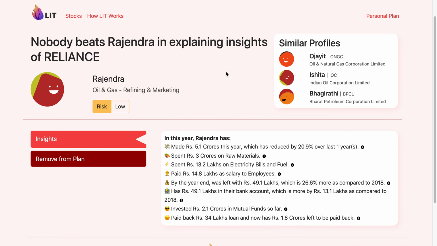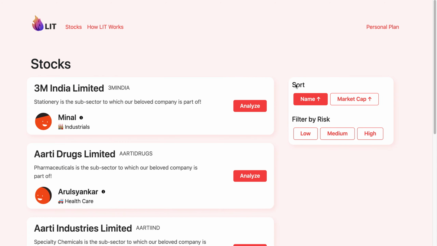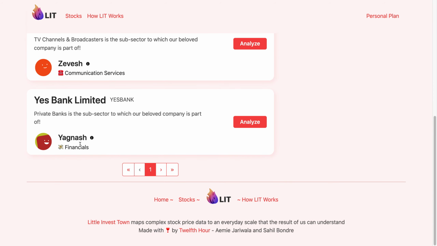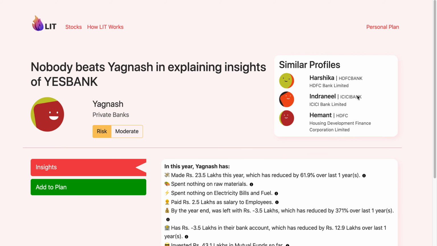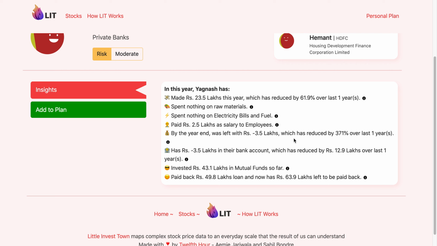Now let's see another stock that is not as good as Reliance. Alright, so we will move on to Yes Bank. We can see here that Yagnesh is going to represent Yes Bank. So let's see how trustworthy Yagnesh is. The risk to trust Yagnesh is moderate and he works within the private bank sector. Now let's look at the insights of Yagnesh. We can see that Yagnesh is going through a reduction in his bank account, approximately 13 lakhs reduced within 1 year itself, and he is also going into a loss.